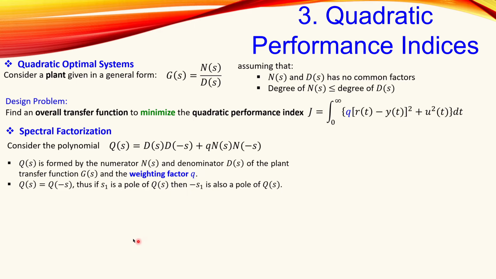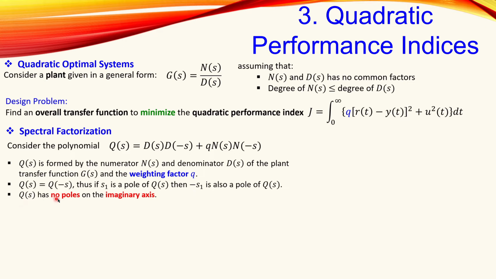Okay. Q(s) is, by the way, equal to Q(-s). Thus, if you have, for example, a pole s1 for this Q(s), you will also have a pole at minus s1, so another pole which is at the opposite side, also for the same polynomial.